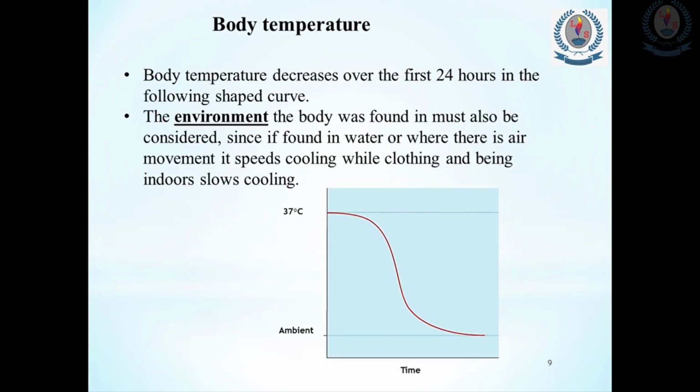Okay, children. Now it is about the body temperature. So what happens to the body temperature when a person dies? The body temperature decreases over the first 24 hours in the following shaped curve. So gradually the body temperature decreases. The environment the body was found in must also be considered. If found in water or where there is air movement, it speeds cooling, while clothing and being indoors slow the cooling process.